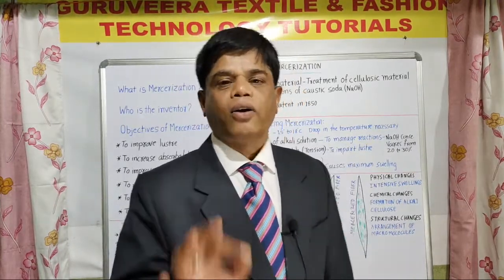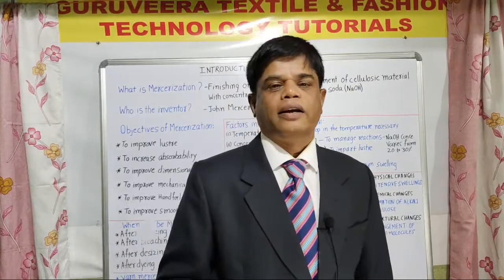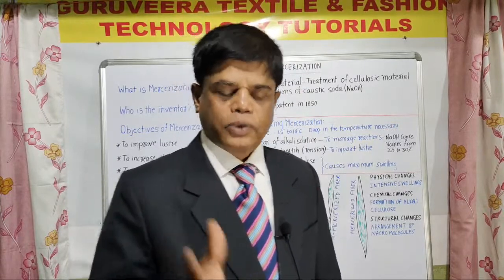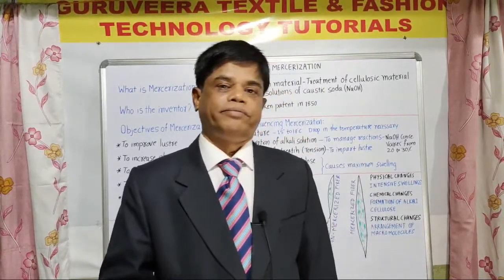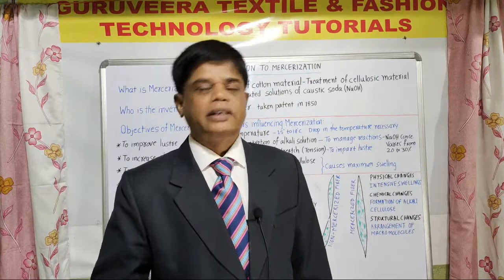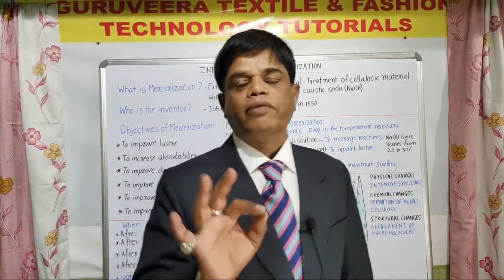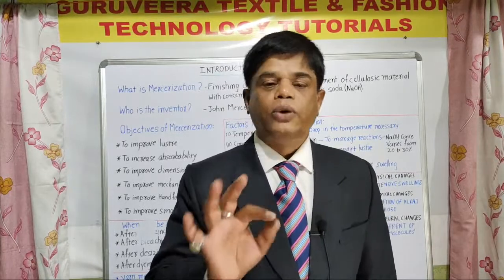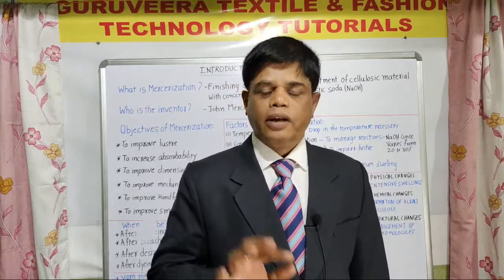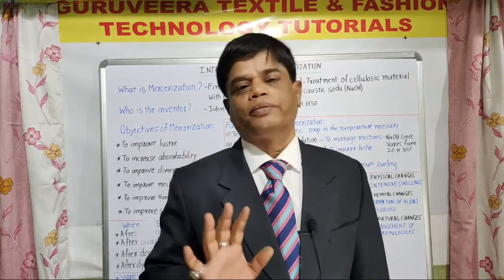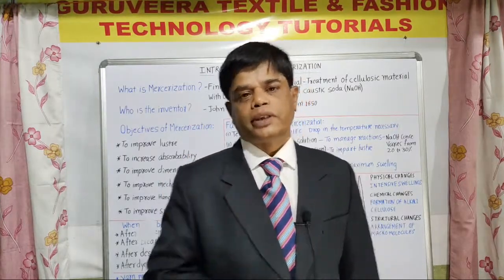NaOH. This is called caustic soda in the chemistry lab. Just by treating the cotton material with caustic soda, there are a lot of changes that will happen to the cotton fiber. It's a magic. Cotton fiber, friends, the content of the cotton fiber is a cellulose substance, right? Cotton is made up of cellulose substance.